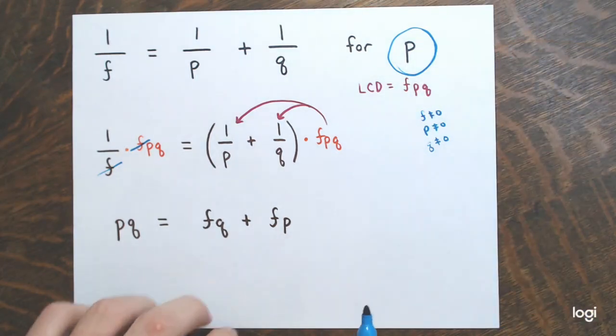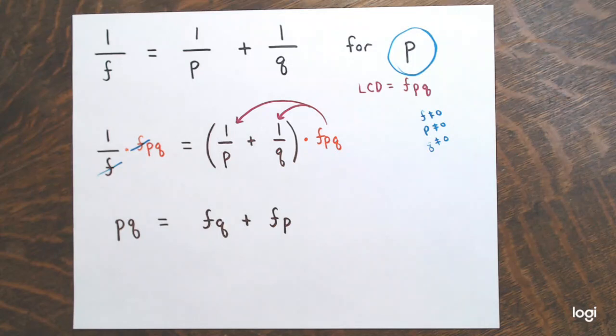Keep that in mind. Now that all the denominators are gone, we can see that this is again a linear equation in p. Look at all the p's, p to the first, p to the first. The highest power on any of the p's I'm seeing after clearing the denominators is p to the first. So it is linear, and I'm going to treat it as such. I'm going to solve it like I would any other linear equation.